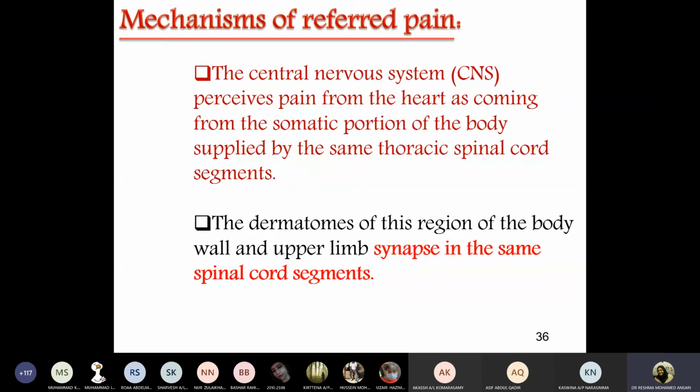Am I clear? Yes, doctor. Yes, sir. Madam. Yes, doctor, madam. Yeah. Let's go to the next slide.